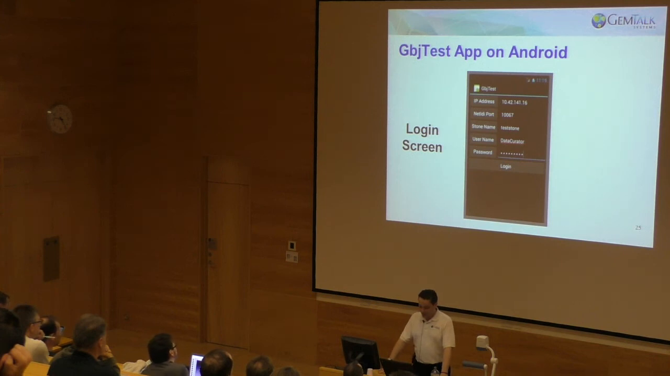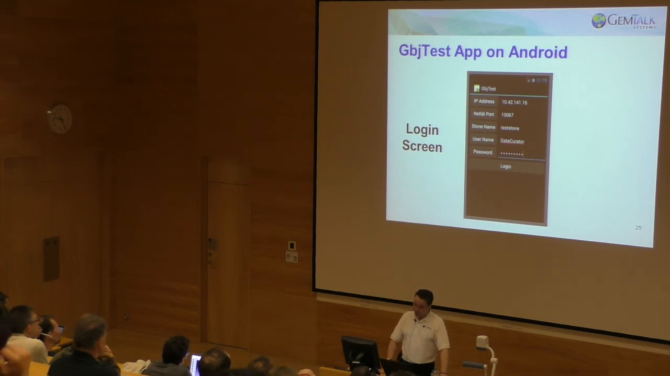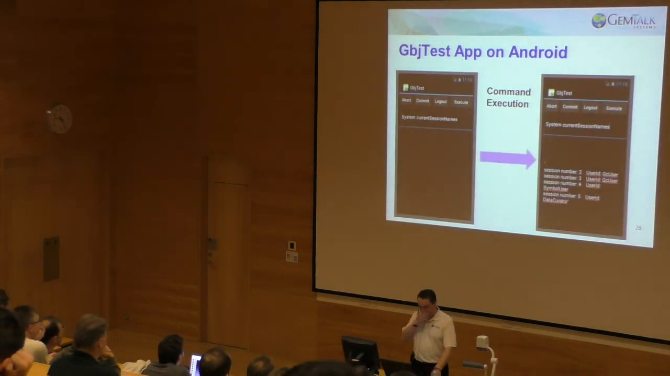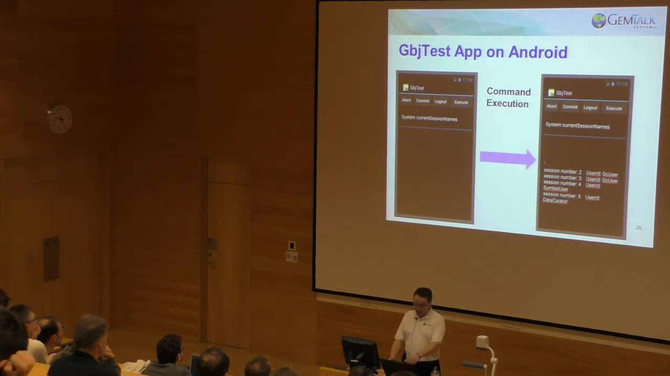But this is a database login from an Android device to a GemStone running out on a server somewhere. And to be clear, we don't run the VM or anything on Android. Our VM's way too heavy for that. But this is basically a remote client to a VM running on a server where the client's running on Android. So after you get logged in, then he ran this very simple piece of Smalltalk code on the left, System current session names, and you get this output on your phone on the right.